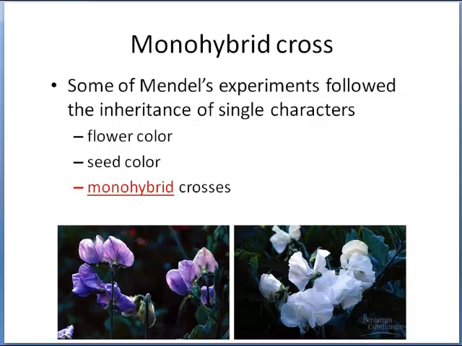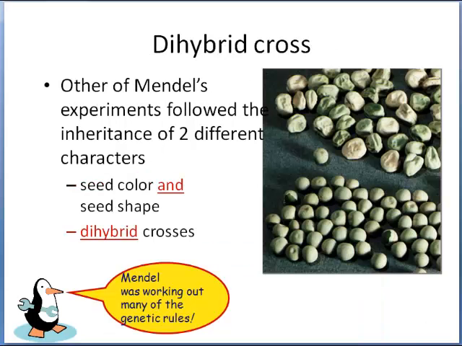So far we've only talked about Mendel's monohybrid cross experiments where he took purple flowers and crossed them with white flowers. When I do a simple Punnett square, that's called a monohybrid cross. But if I were to cross more than one characteristic, then that would be considered a dihybrid cross.